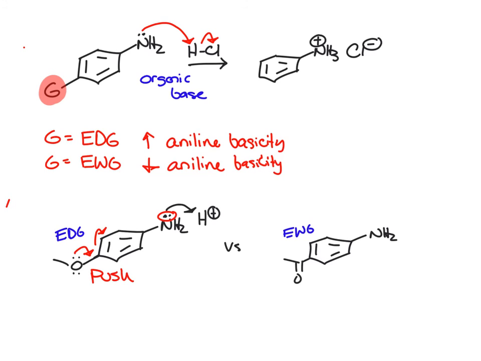In contrast, when dealing with an electron withdrawing group, because of its withdrawing nature, you can think of it as sort of having a pull of electron density. It's pulling electron density towards it, and that's also sort of causing this lone pair to be pulled into the ring, making it less available to act as a base. So this would be less basic.